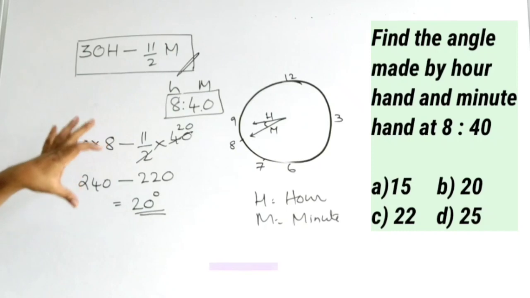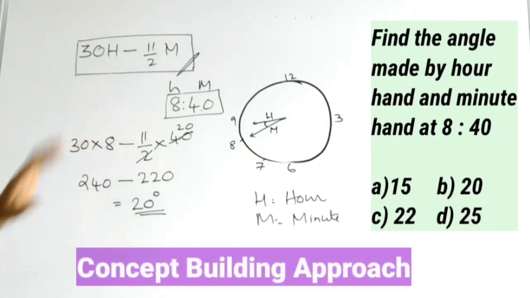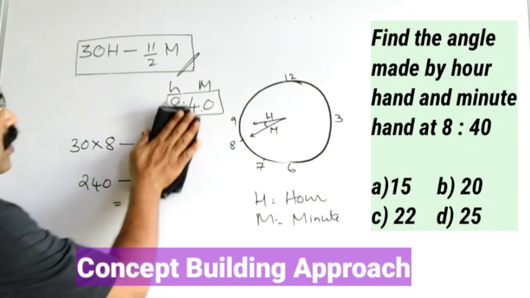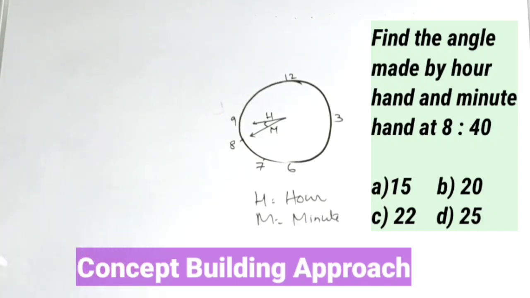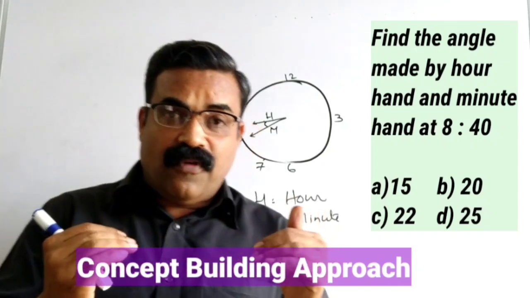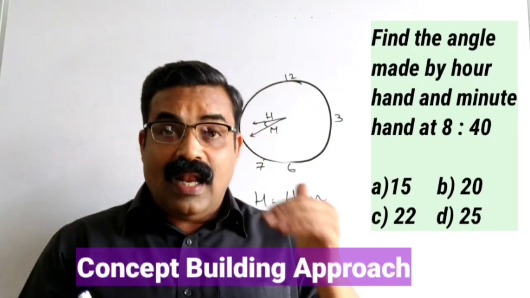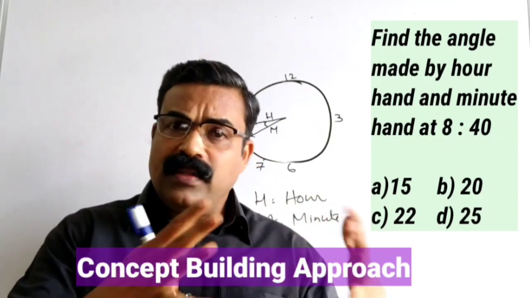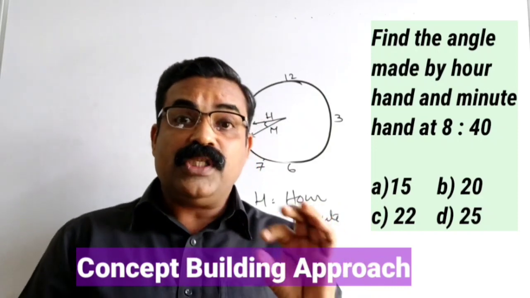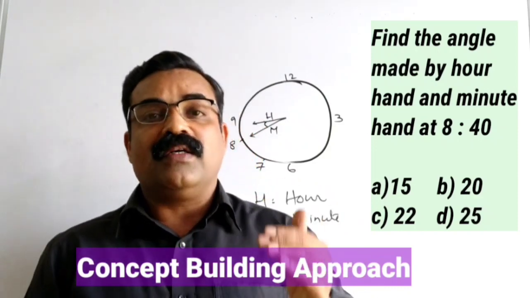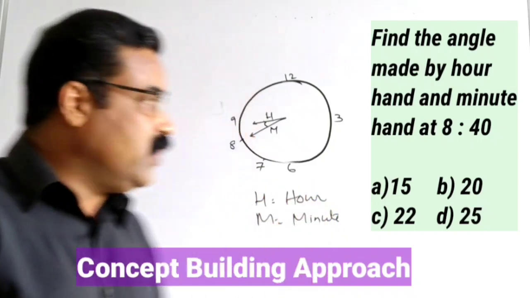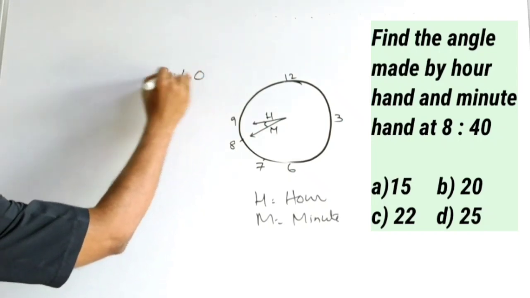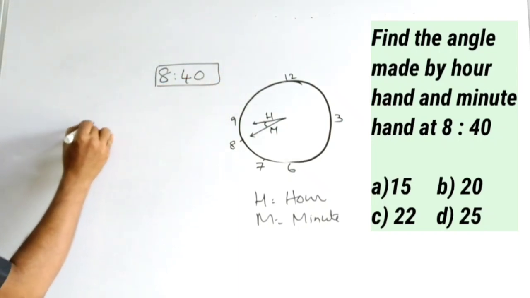The second method is CBE, concept building exercise. So using that, how you can solve the same question. So let us solve it using concept building. Suppose you don't remember the formula 30h minus 11 by 2m, using which you can easily solve all these type of questions. What is the way to find out the answer? The time given is 8:40. So let me write that 8:40 here.